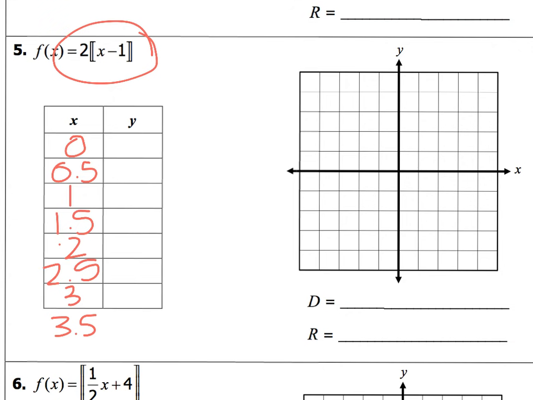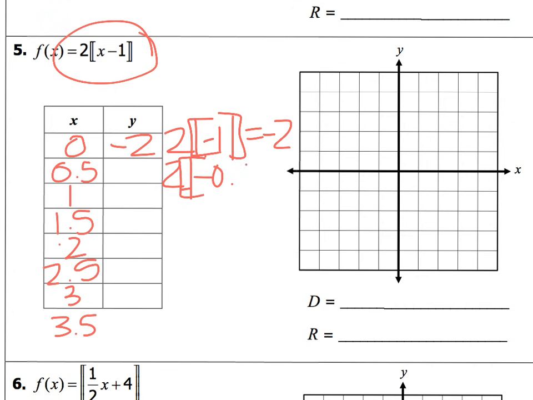So if we were to plug 0 into here, we would end up with 2 times the greatest integer of 0 minus 1, so of -1. Now rounding down -1, we would get -1. So 2 times -1 equals -2. So this y value is -2. If we were to plug in 0.5, we would get 2 times the greatest integer of -0.5, because we're doing 0.5 minus 1. Now rounding -0.5 down, we would still get -1. So this one's going to equal -2 as well.